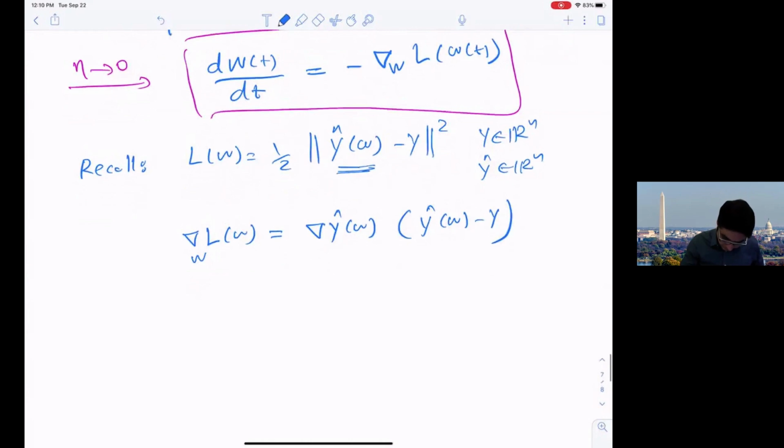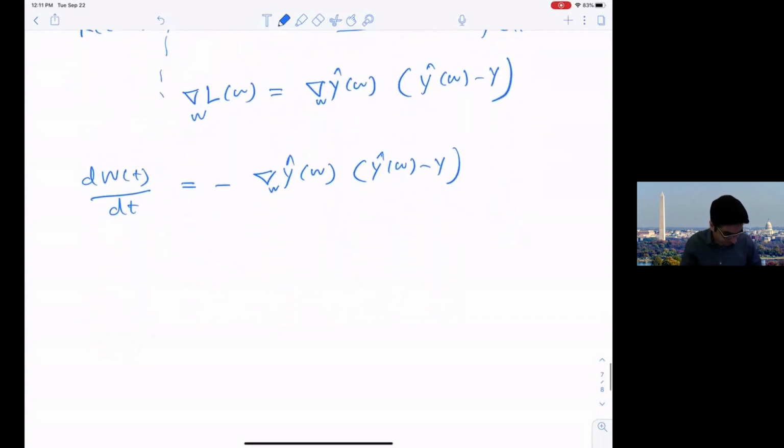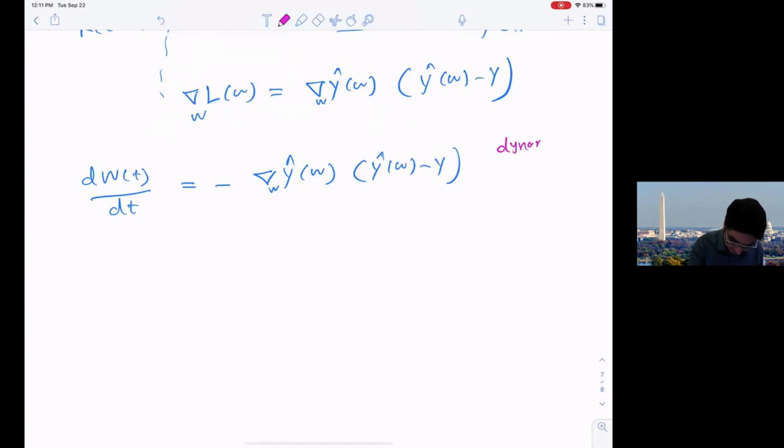All right, so therefore I can plug this into this equation. I'll get that the derivative of w with respect to t is equal to minus the gradient of y hat with respect to w, just to be very clear, times y hat(w) minus y. I'm just plugging the gradient into this formula here. So this basically shows the dynamics of my w in the parameter space, how w changes in the parameter space. This is the dynamics of weights in the parameter space.